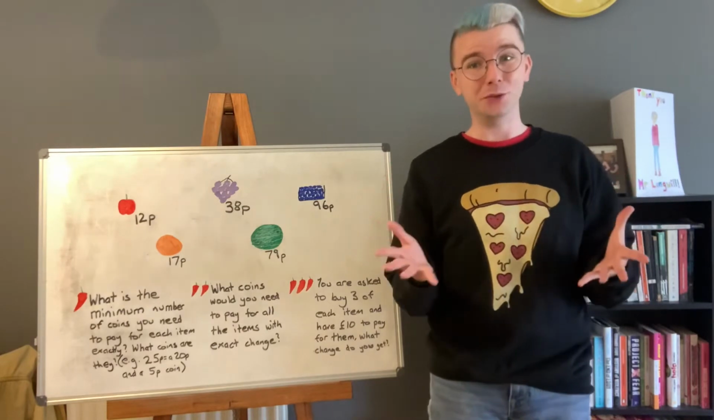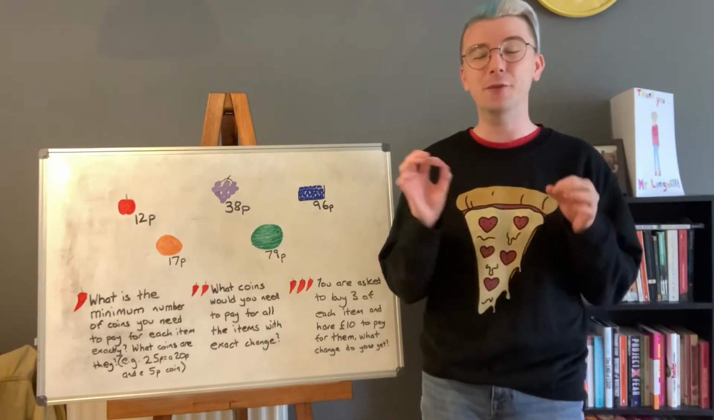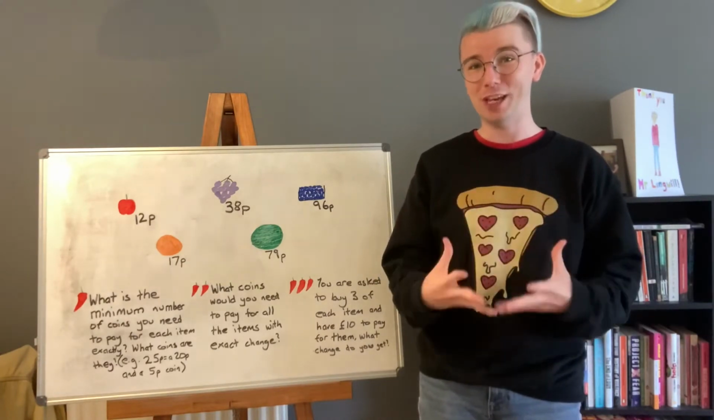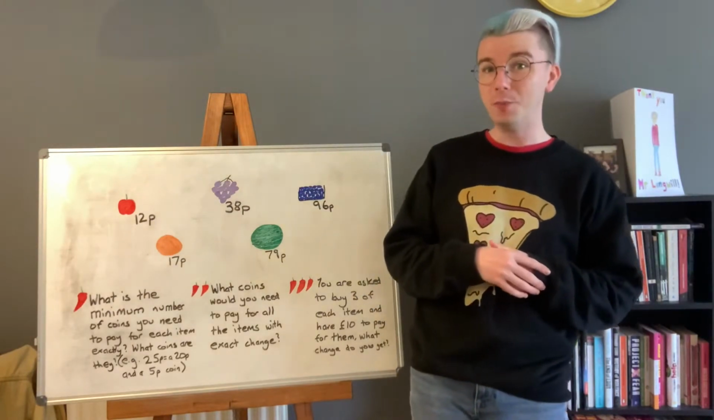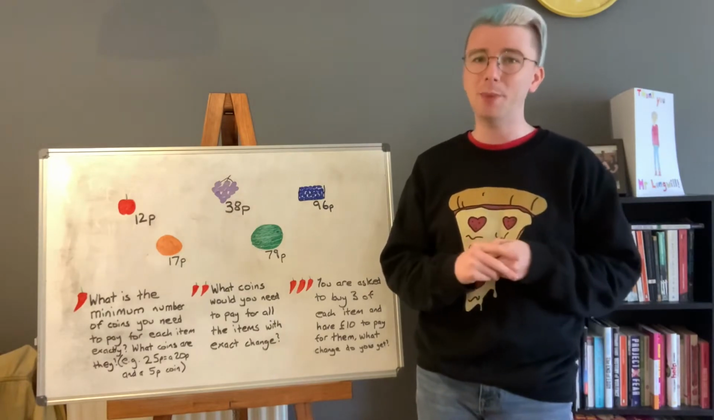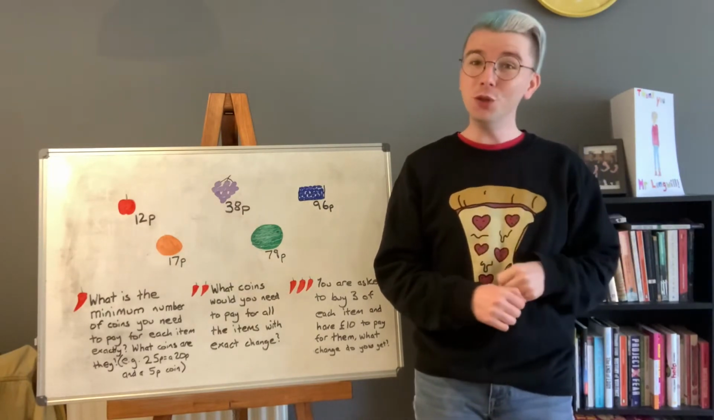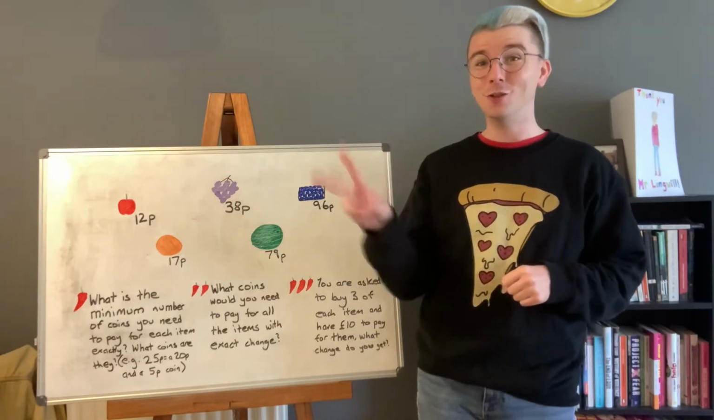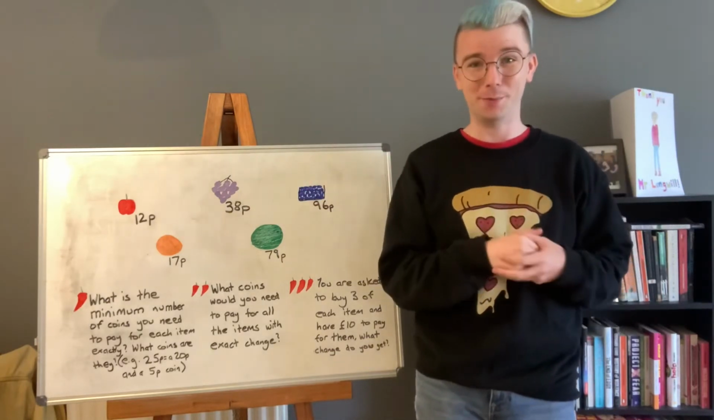Let's start with our mild problem, where we need to figure out how many coins it would take to pay for each item and give an exact amount of change. Let's look at our first item, the apple. That costs 12 pence. Now, how many coins do you think it would take to pay for that? If you said 2, well done. Those 2 coins would be a 10 pence and a 2 pence. So you have 2 coins and that would give you 12 pence to pay for the apple.